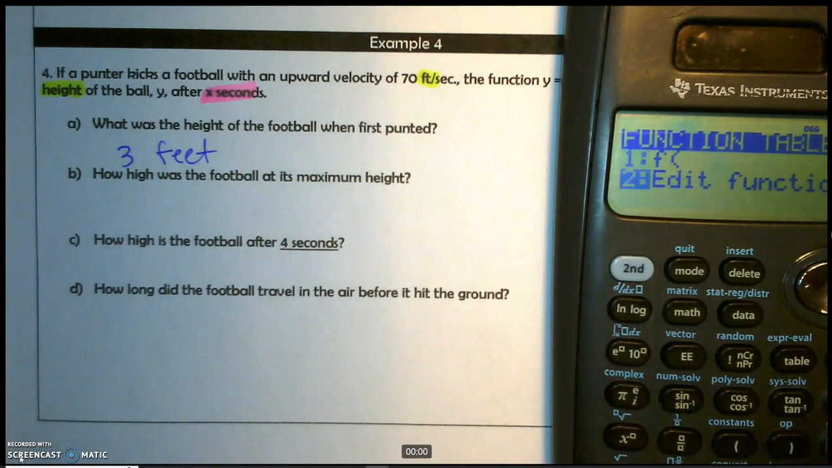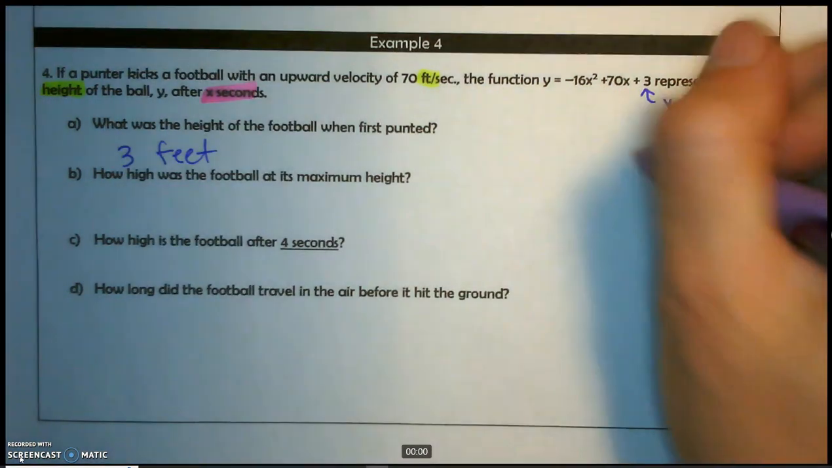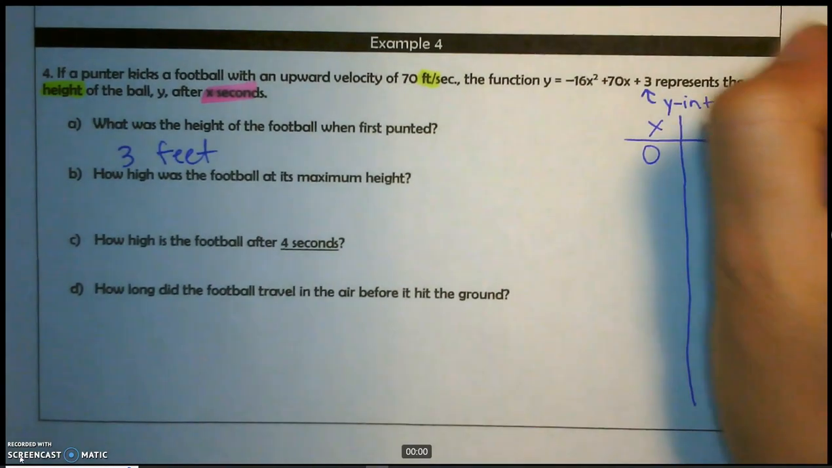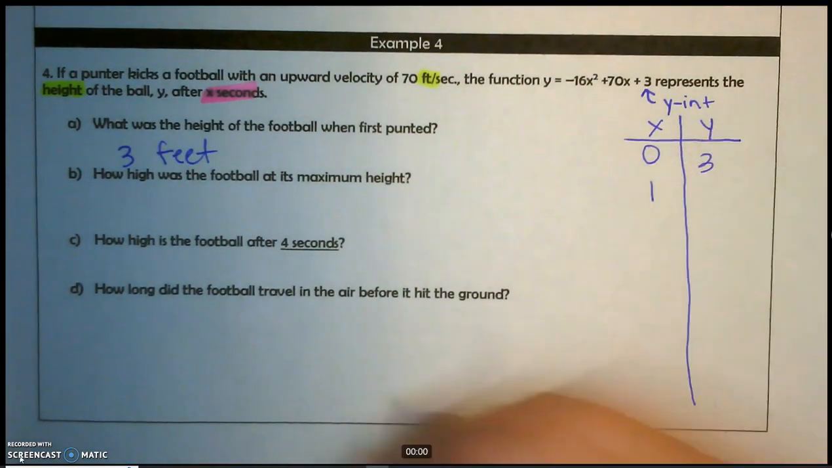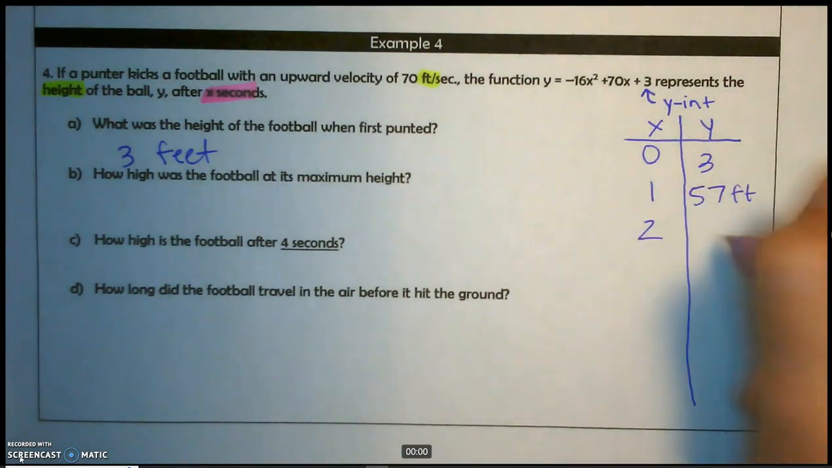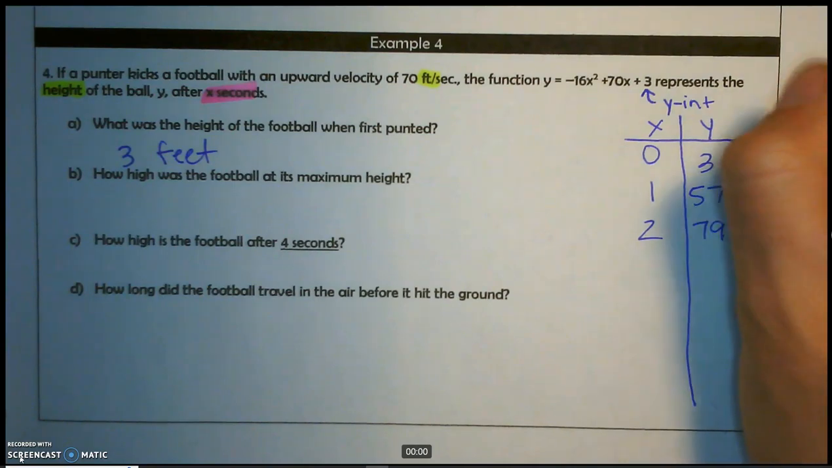If we turn on our table feature and edit the function, in this case to negative 16x squared plus 70x plus 3, we can then create a table to look at. I'm going to copy the table onto our notes. 0 seconds in, it is at a height of 3 feet. 1 second in, it's at a height of 57 feet. 2 seconds in, it's at a height of 79 feet. Let's keep going. Then it starts to go down from here.